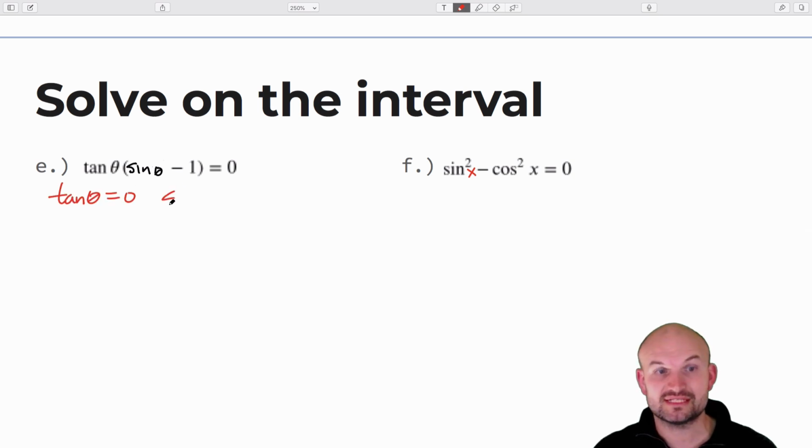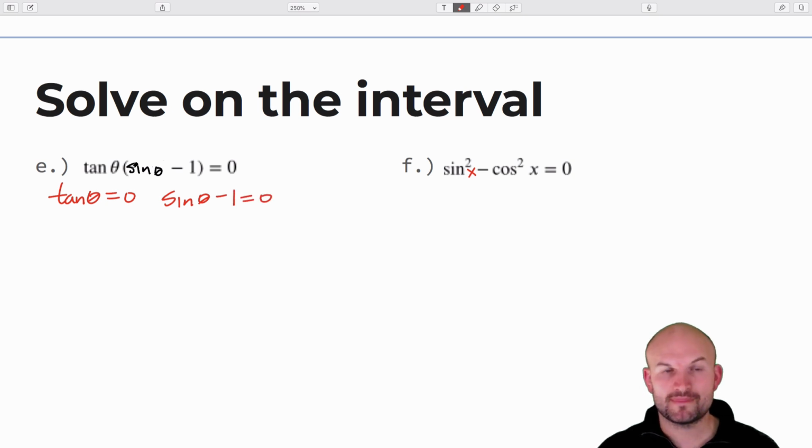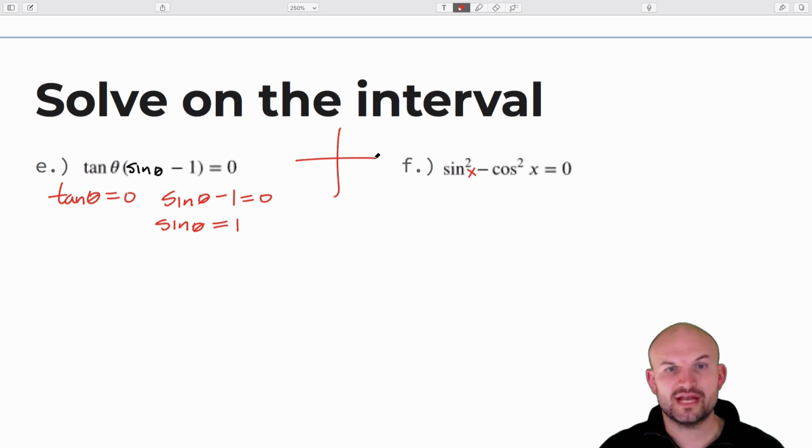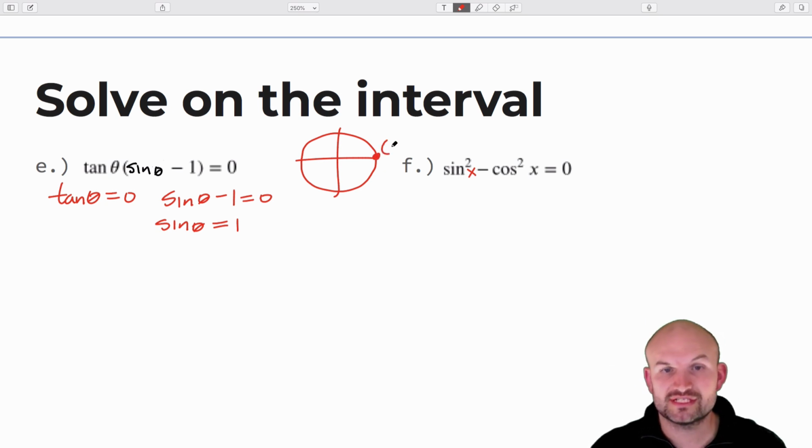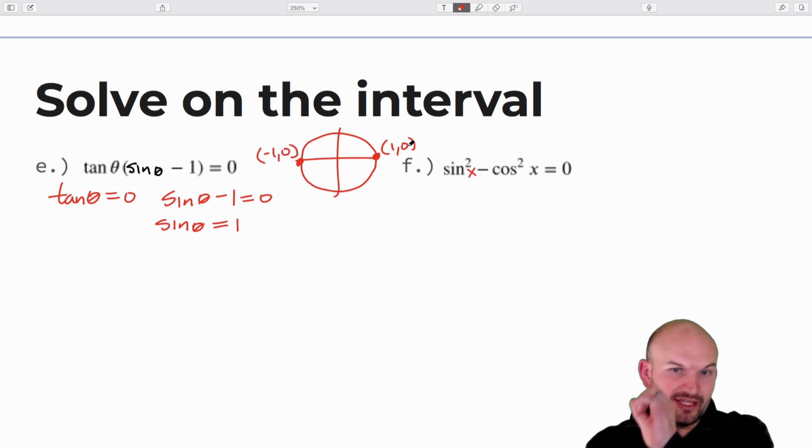That basically means set each quantity equal to 0. Now we can just go ahead and solve, or set each product equal to 0. So now let's go ahead and sketch this on the graph. All right, now when is tangent of theta equal to 0? Now remember, tangent of theta is equal to 0 when the y-coordinate over the x-coordinate is equal to 0. All right, so we have negative 1, 0, and 1, 0. Each of these times when I take the y-coordinate over the x-coordinate, I'm going to get 0.